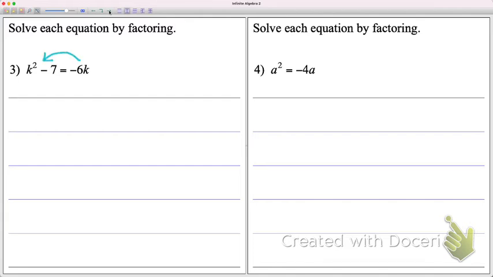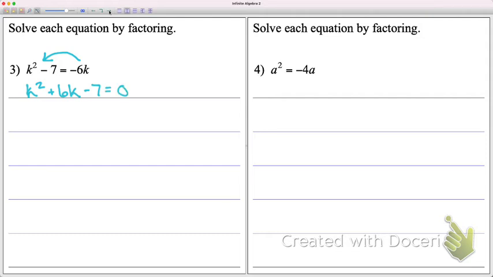Why don't you move it the other way? Okay, because listen, the squared variable is positive. You want to keep it positive. It doesn't matter whether you move it left or right, but if you move it left, you're going to have to factor out a negative. You add it. So I get k squared plus 6k minus 7 equals 0.